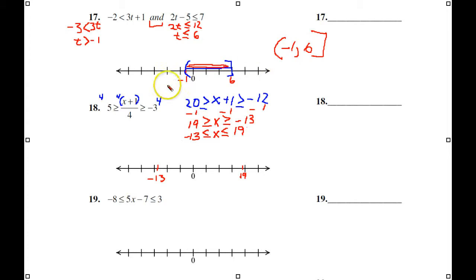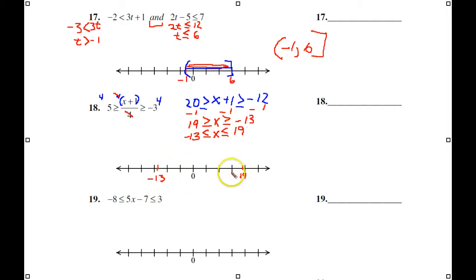And this one's interesting in that we need to solve and get rid of the fraction. So in a sense, we're multiplying each term by 4. Here the 4s will actually cancel out. So that leaves me with a 20, and then x plus 1, and this is a negative 12. Well, to make the x by itself, I subtract 1. And notice this seems to be backwards. Generally, we want the negative on this side, so I've rewritten it, watching how I place my inequality signs.